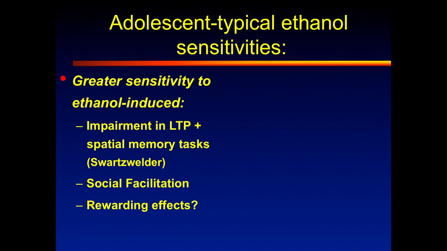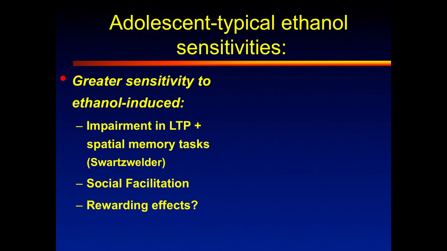This data was done mostly by Scott Swartzwelder's group, and they've gone in and looked at LTP not only in the hippocampus, but also LTP and LTD in cortex as well. And they find that adolescents are very sensitive to ethanol-induced disruptions in this form of brain plasticity. We found that adolescents are unusually sensitive to ethanol-induced social facilitation, that their social behavior is enhanced by very low doses of ethanol that don't normally affect adult animals at all.